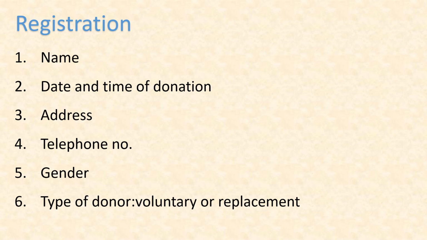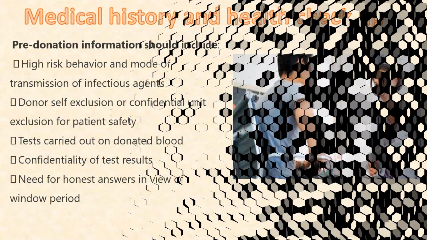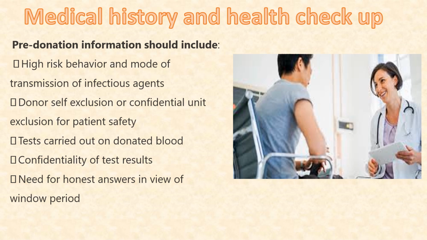Next is the medical history and checkup. So here the pre-donation information should include, and we have to explain to the donor, the transmission of infectious agents and give them the chance for self-exclusion, which is also known as CUE, confidential unit exclusion, for patient safety. Then we have to tell what tests are carried out on the blood which they are donating and the confidentiality of the test result, and we expect that the donor gives an honest review of the window period.